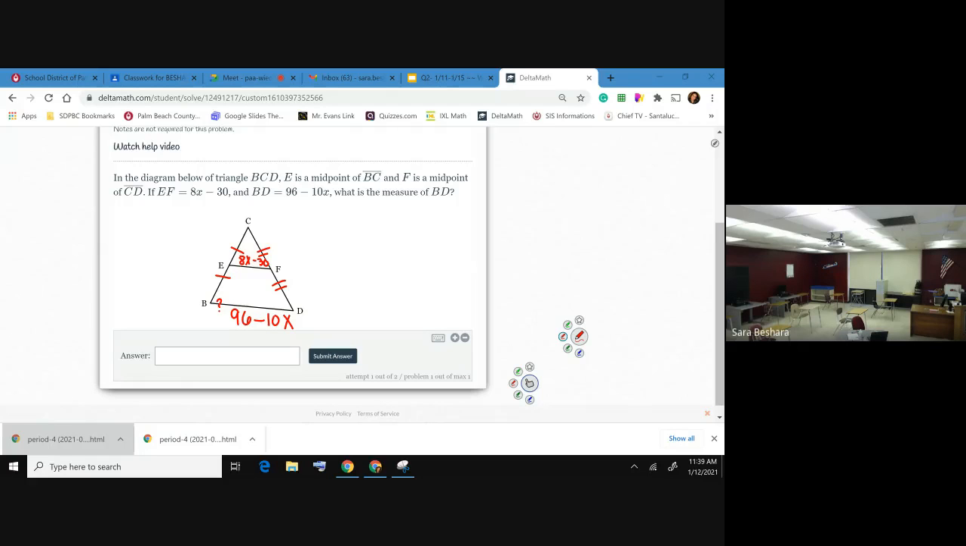Remember, the small segment is equal to 1/2 of the bigger segment, or if you remember, the side is equal to 2 times the mid segment. Let's solve that. So the side here, 96 minus 10x, equals 2 times the mid segment, which is 8x minus 30.